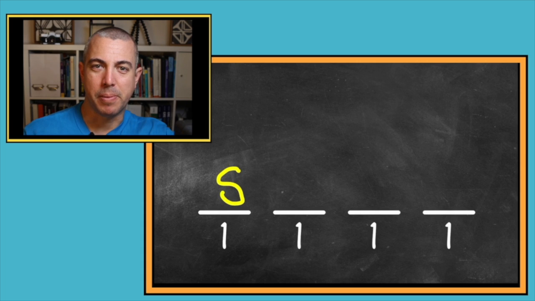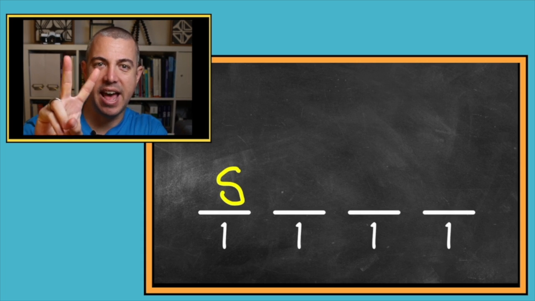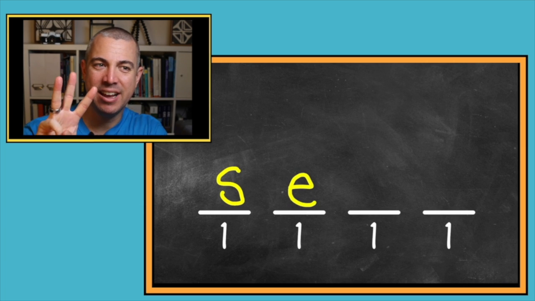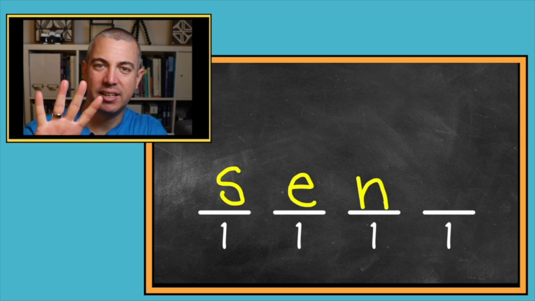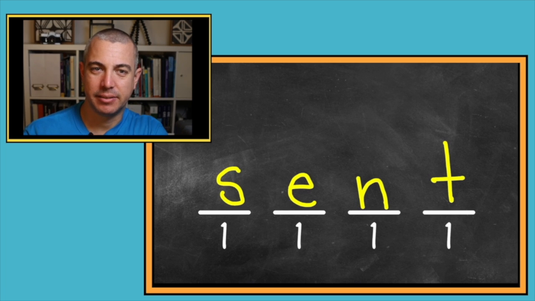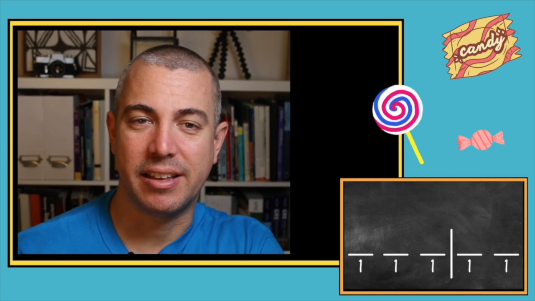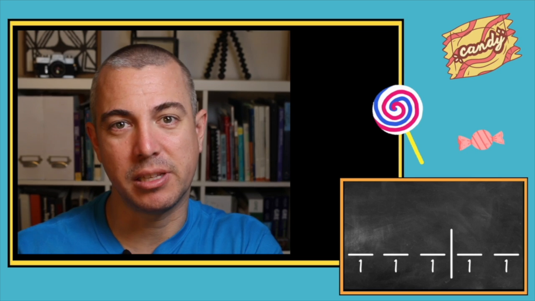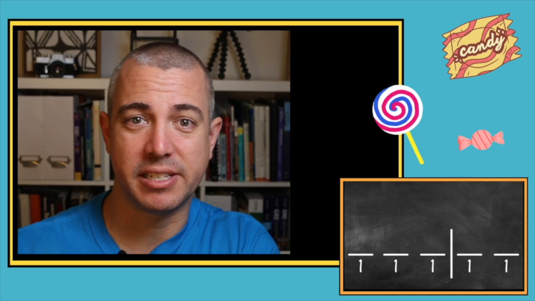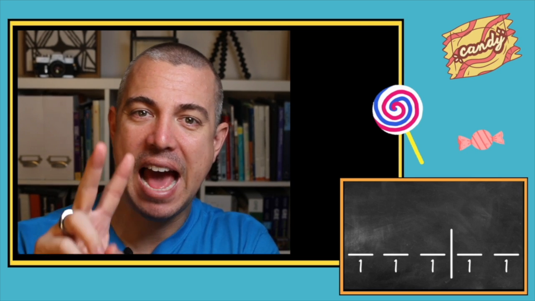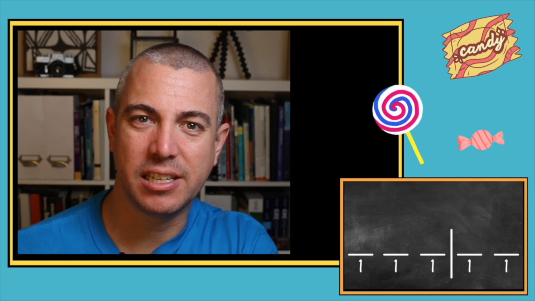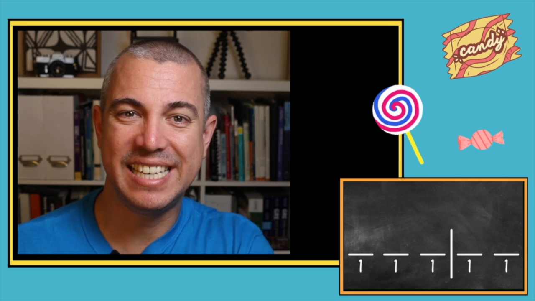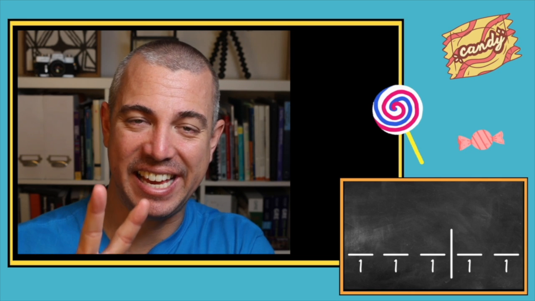All right, let's break apart sent. So our sounds for sent. S, E, N, and T. Sent. Our next word is the word candy. So candy is actually two syllables. The first syllable is going to be the syllable can, k, a, n. Our next syllable is going to be the sound d, e.